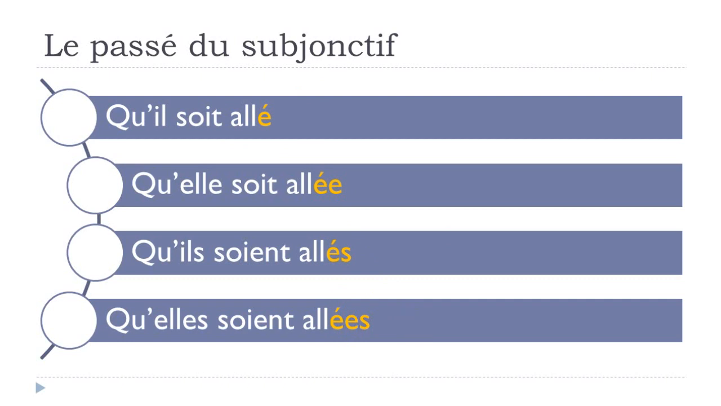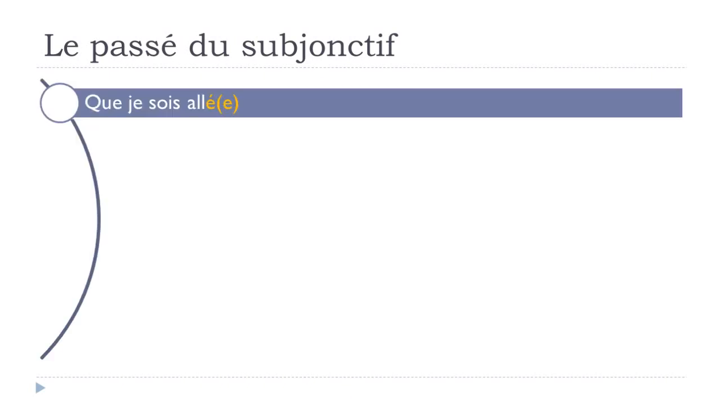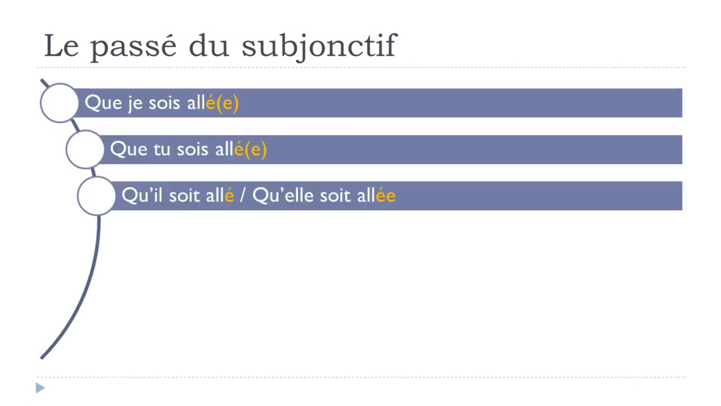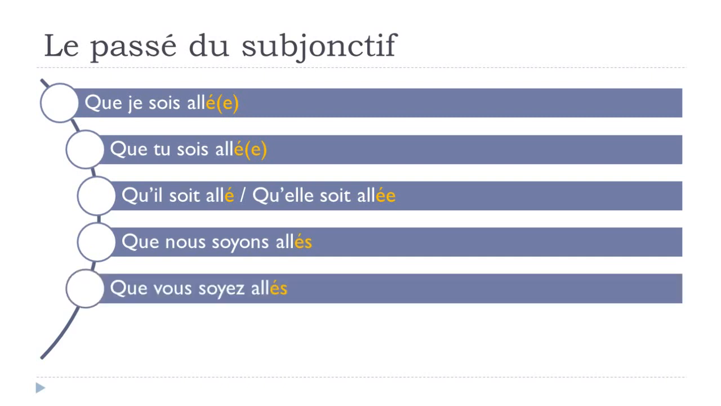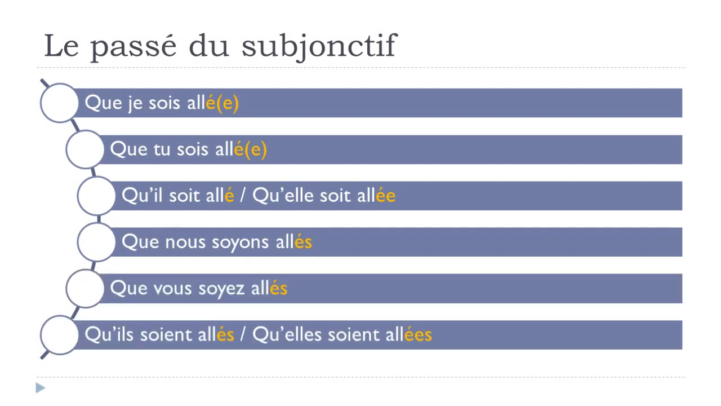Okay, so let's see now the full thing for aller, and it goes like that. Que je sois allé, okay, I won't make the liaison just to make it more clear. Que je sois allé, que tu sois allé, qu'il soit allé, qu'elle soit allée, que nous soyons allés, que vous soyez allés, qu'ils soient allés, qu'elles soient allées. All right, and now with the liaison, because I know that you want them. Que je sois allé, que tu sois allé, remember, no liaison when we've got these two. Qu'il soit allé, qu'elle soit allée, que nous soyons allés, que vous soyez allés, qu'ils soient allés, qu'elles soient allées. All right?